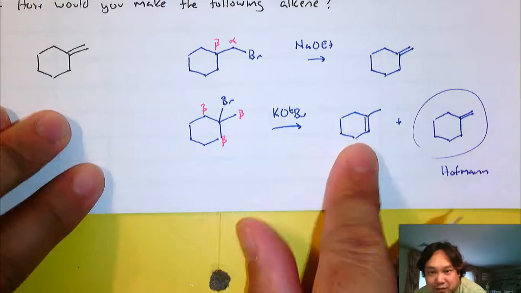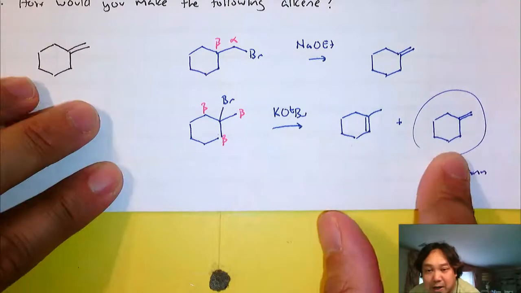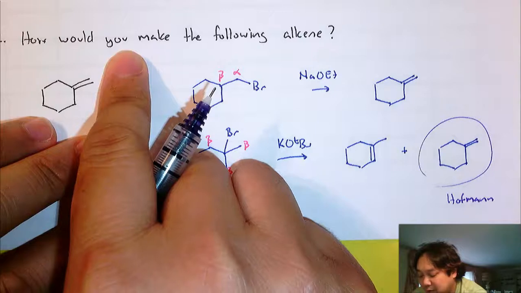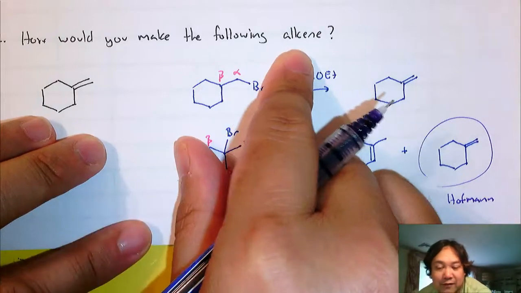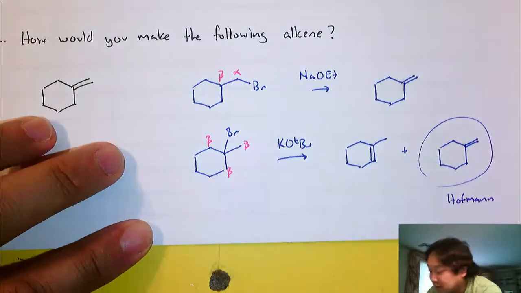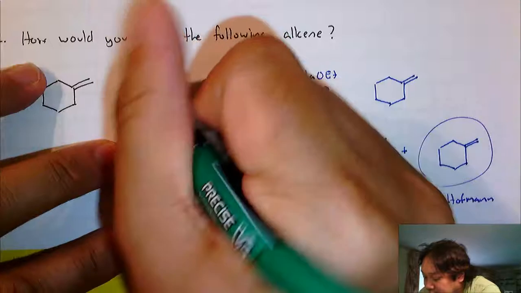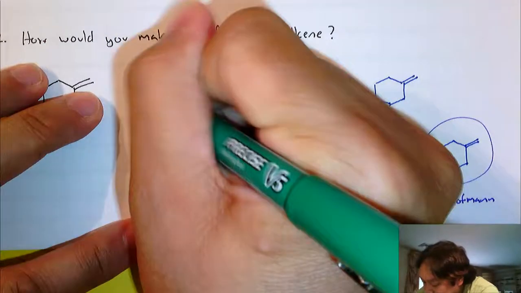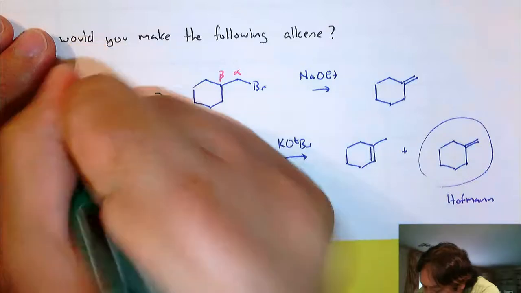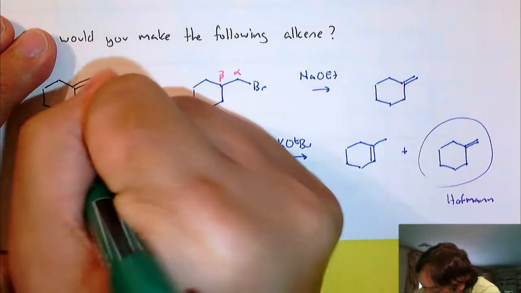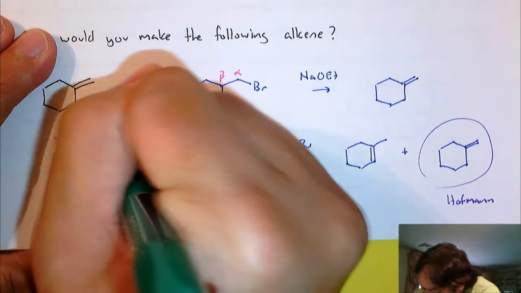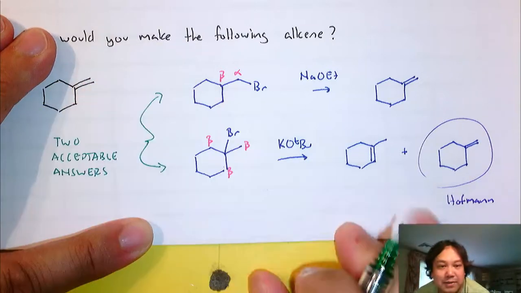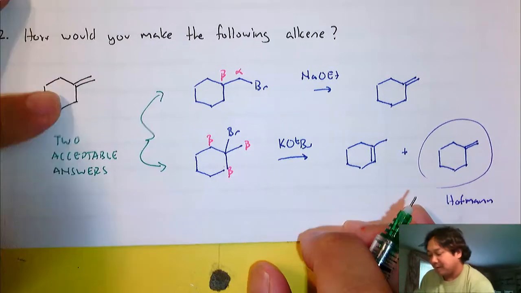I know we get a mixture, but this is still the major, and it's still acceptable when you have a question like this. How would you make the following whatever? If it's a major product, you're good. So there are two acceptable answers.